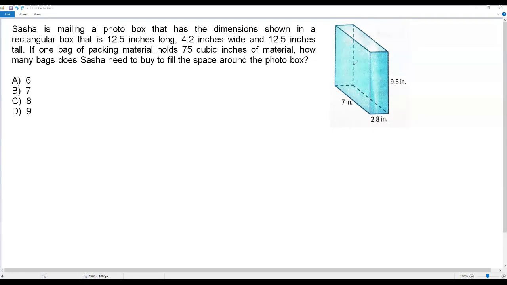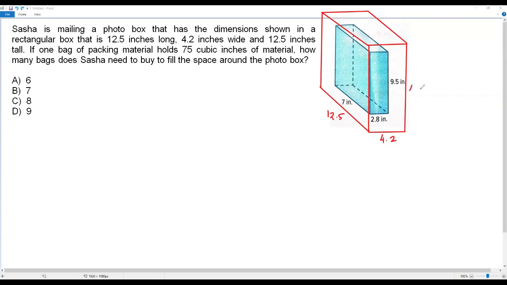Now I'm going to draw the rectangular box into which she is going to keep this photo box. I have drawn the rectangular box in red, into which the photo box has been kept. According to the question, the dimensions of the rectangular box are 12.5 inches long, 4.2 inches wide, and 12.5 inches tall. Let me mark the units over here. Now we can see some space between the photo box and the rectangular box.